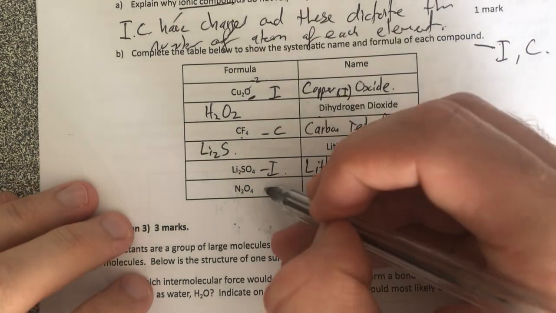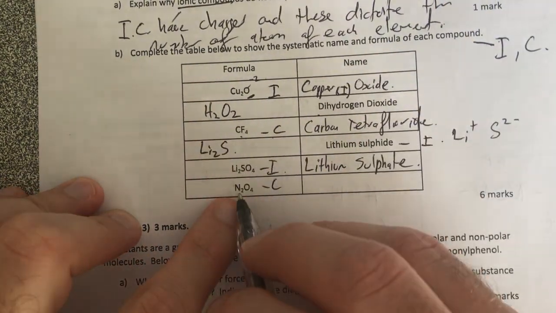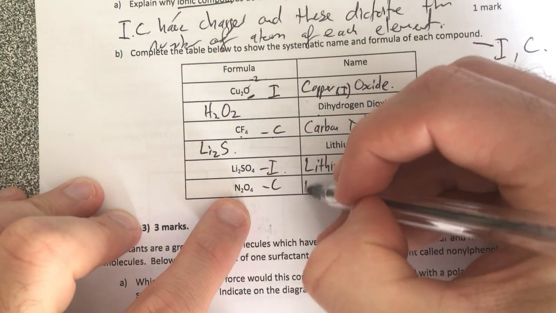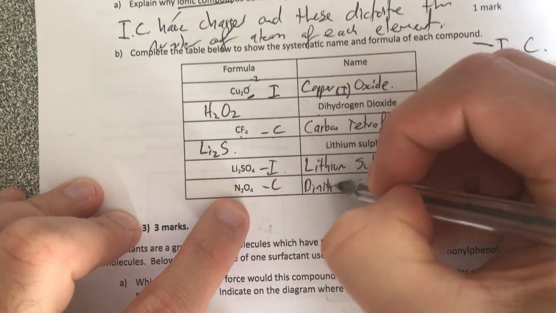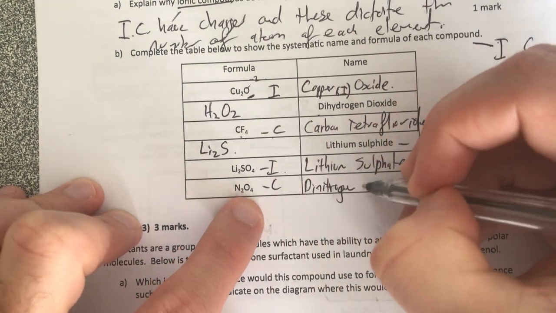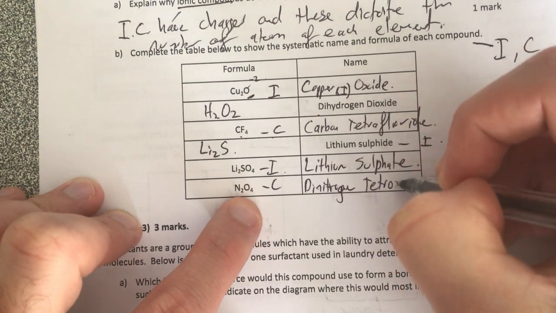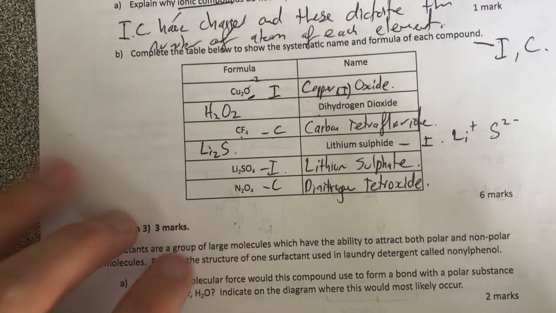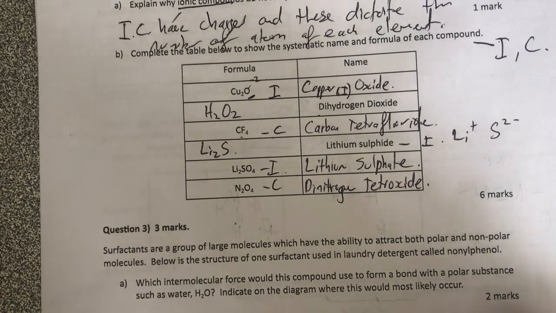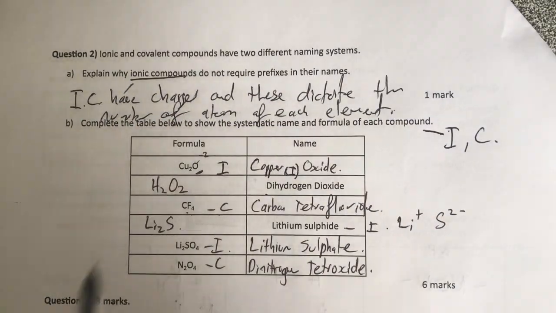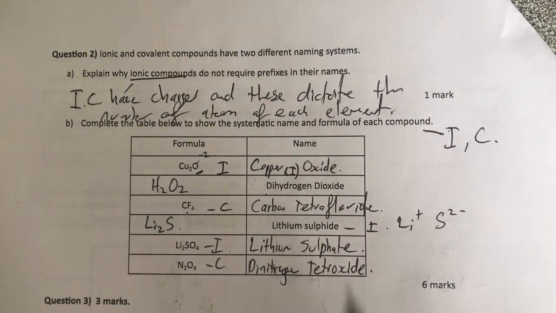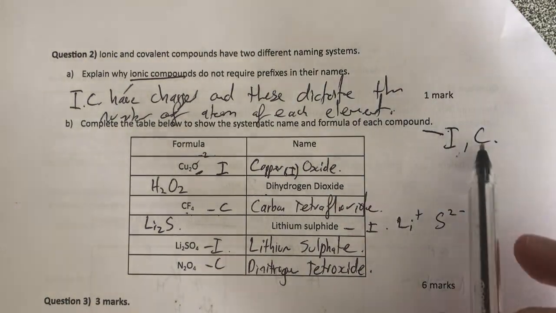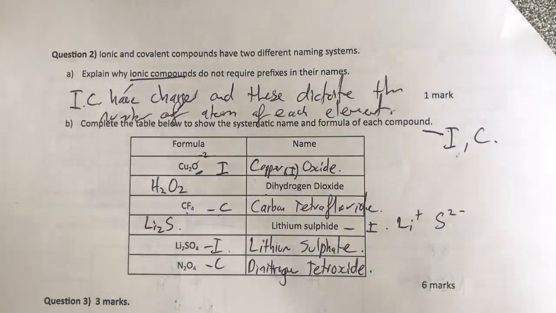And this guy here is going to be covalent, and therefore it's going to need prefixes. So it's going to be dinitrogen and tetroxide. And therefore we have our naming system done. Again, the key thing with this is to identify, is the compound ionic or is it covalent, and then follow through with the correct system of naming.